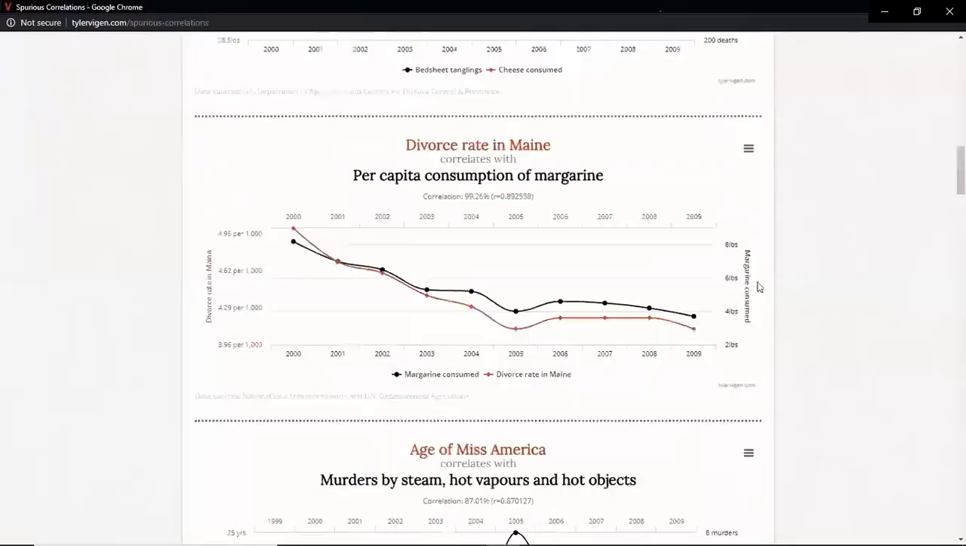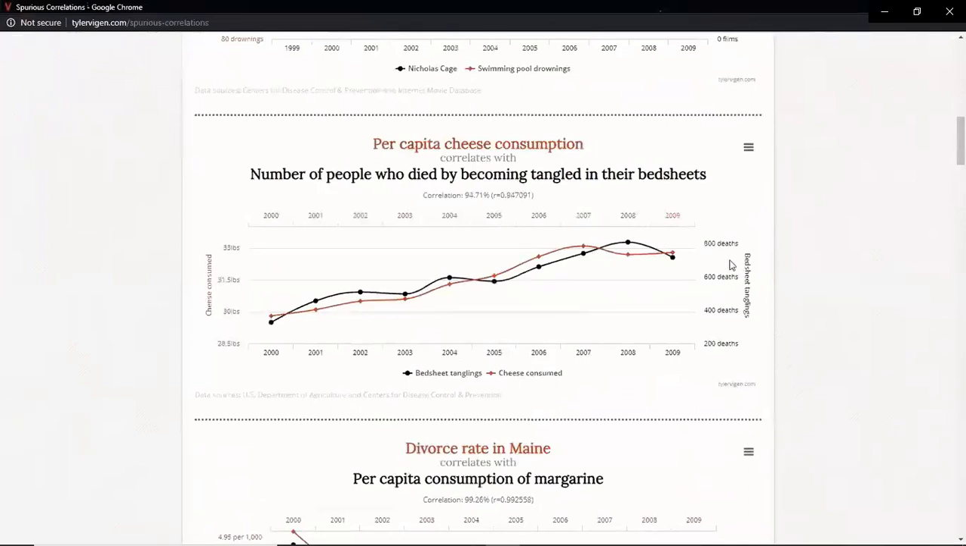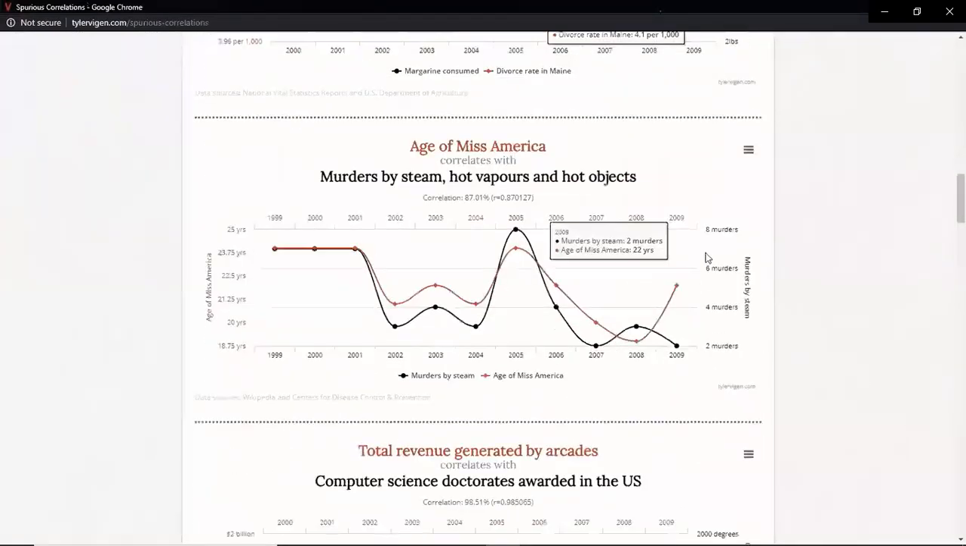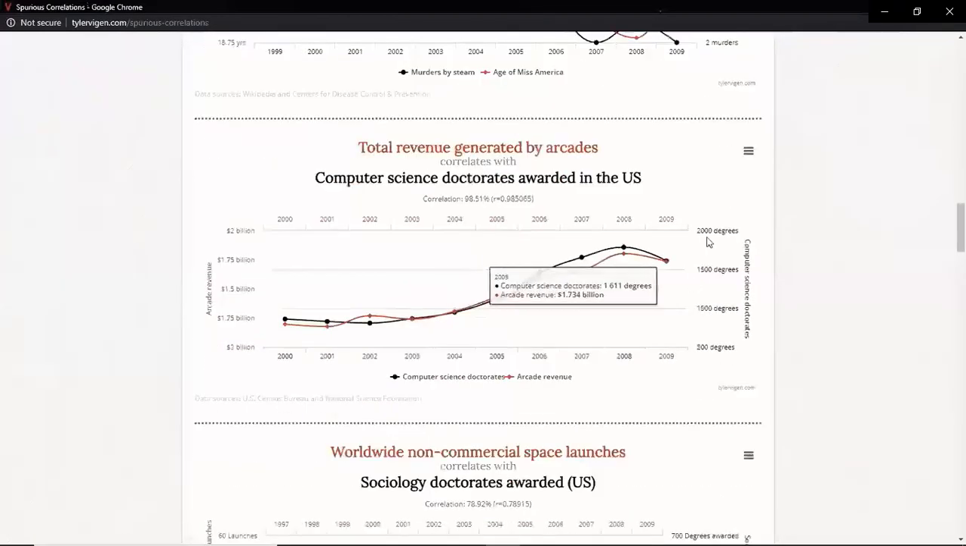The first time I ever saw this, I saw the death by bed sheet. I was like, oh no, what's this gonna be? But it's very, very low. I mean, this is insanely low. So again, correlation, not causation.